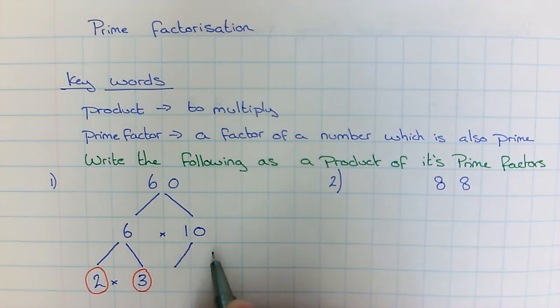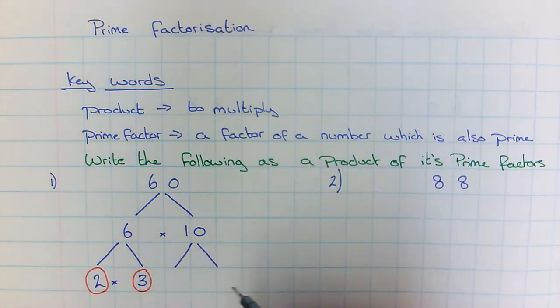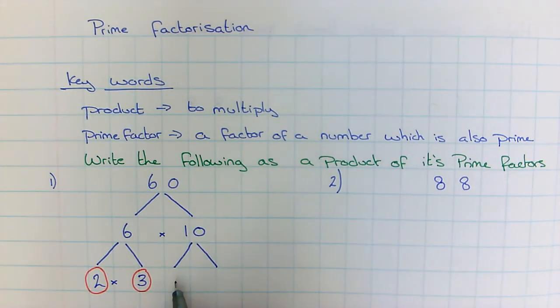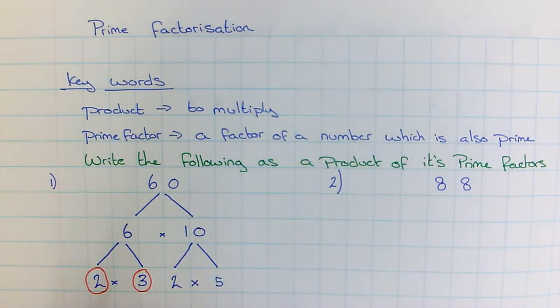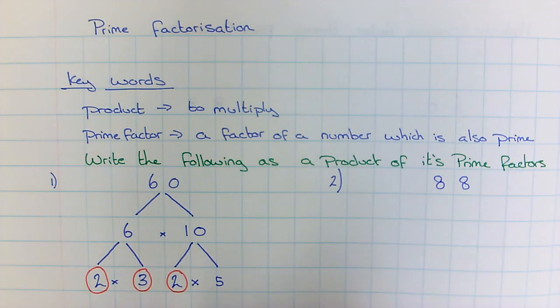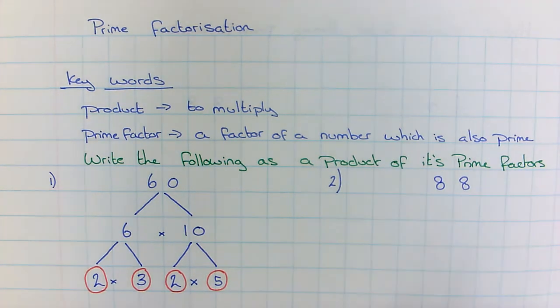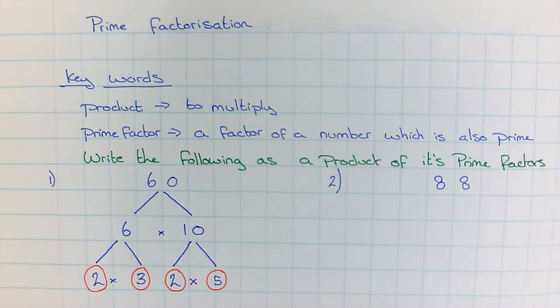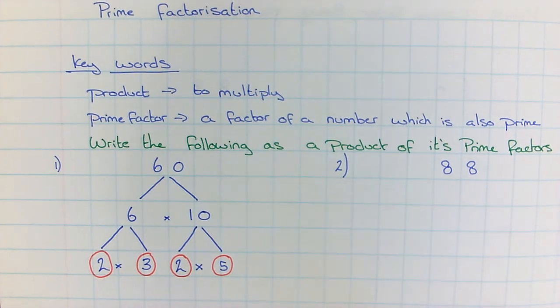I'm not going to draw any more branches after those. The 10 wasn't prime, so any number that's not prime has to have two branches coming off it. Now 10 can be made by doing 2 times 5. 2, we've already said, is a prime number, so it gets circled, and 5 is also a prime number, so it gets circled. So we've circled all the prime numbers, and remember, no branches come down off the prime numbers, they just get circled and then left.